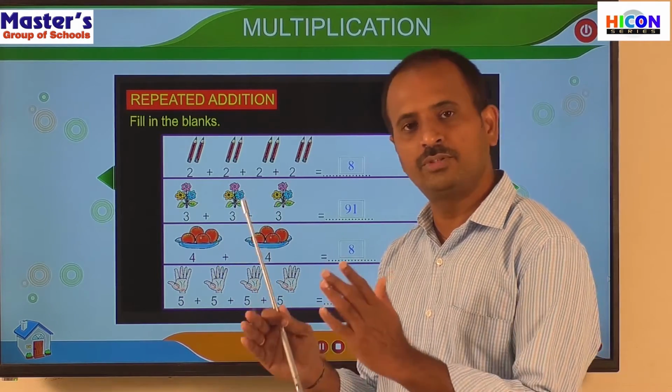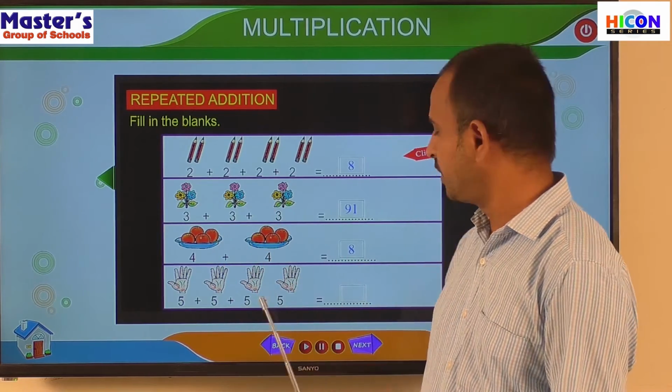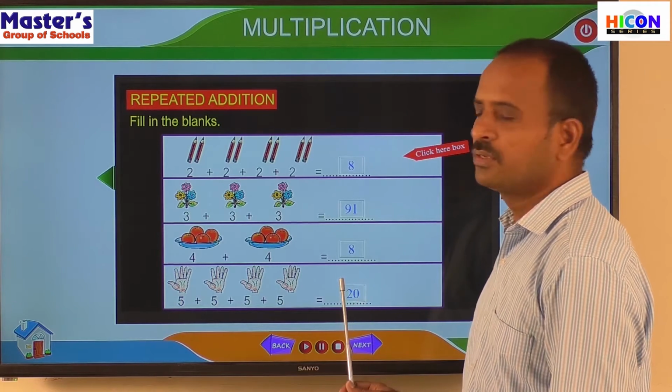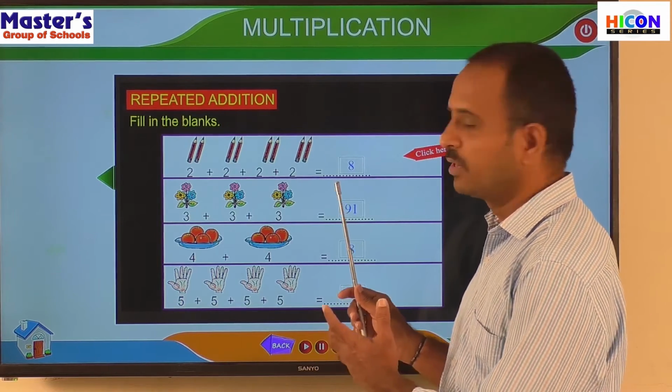That is 4 5s. 4 5s, children, how much? So 4 5s are 20. So the answer is 20. So children, observe carefully.